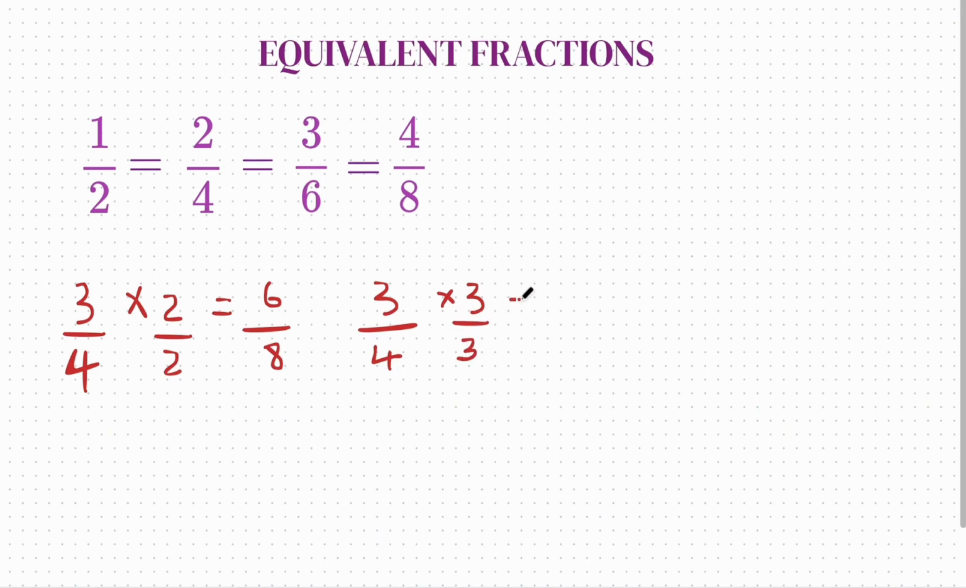3 times 3 is equal to 9. And 4 times 3 is equal to 12. Let's do it once more because we're asked to find 3 equivalent fractions. So we're going to multiply by 4 this time.